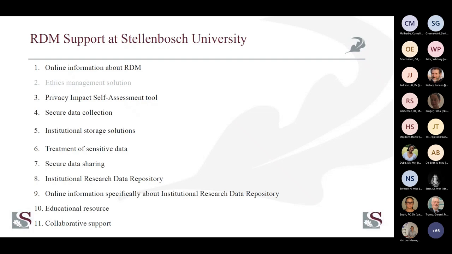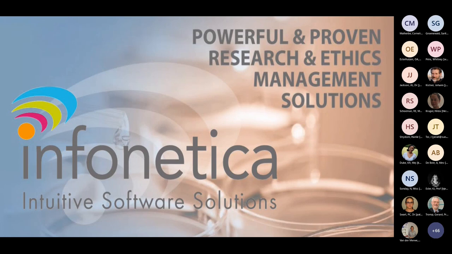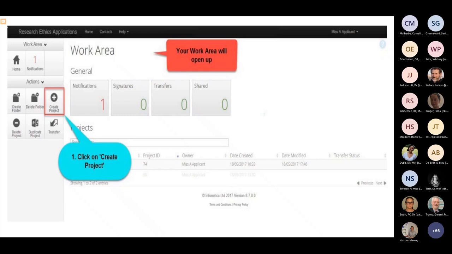The next tool that we have is the ethics management solution in Connecticut, which is managed by the university's Research Integrity Office. Some of these things will not be entirely new, because we've been adhering to ethics compliance for years, before the advent of research data management at the university. Connecticut is what is used by the researchers right now.